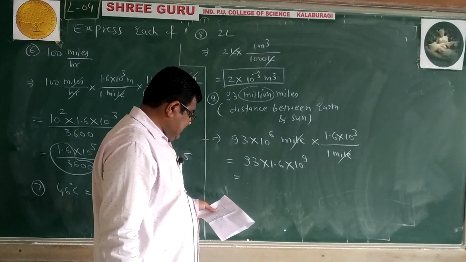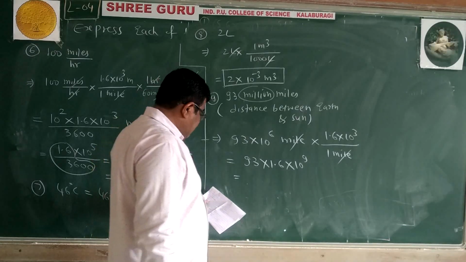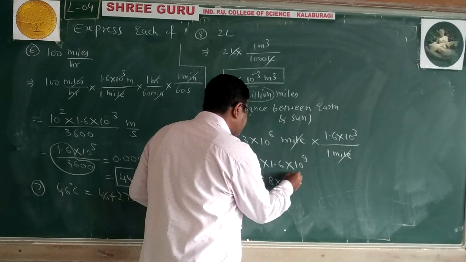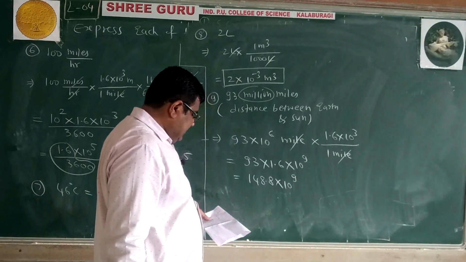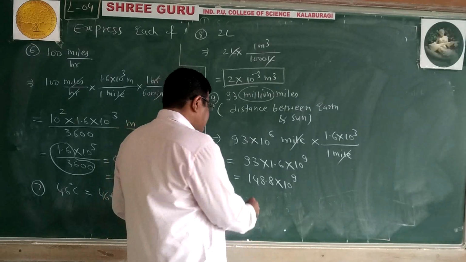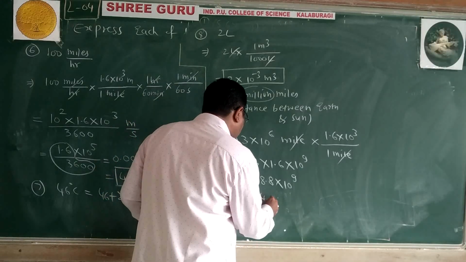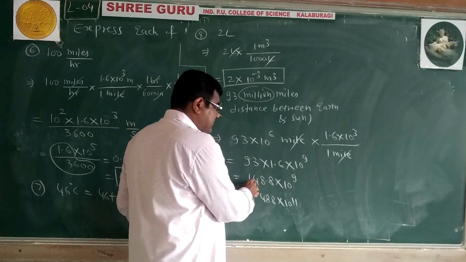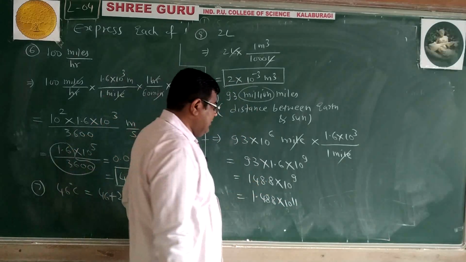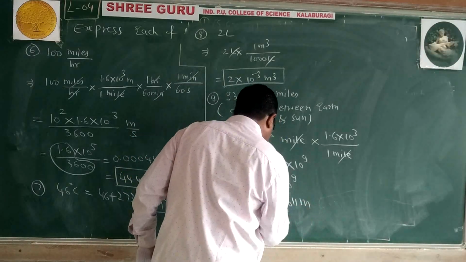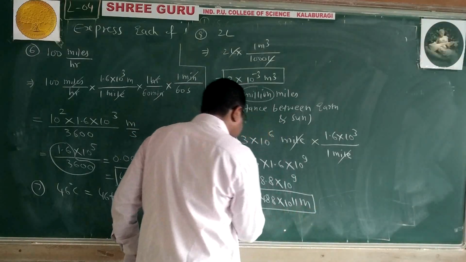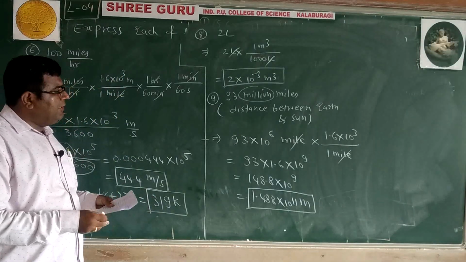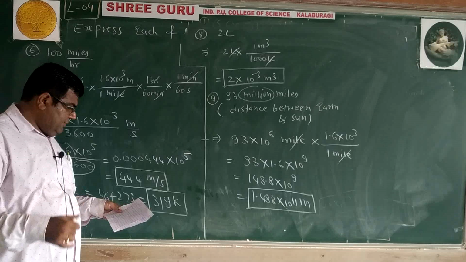93 into 1.6, I am getting 148.8 into 10 raised to plus 9. So I will write this as 1.488 into 10 raised to 11, because 2 places decimal point I have shifted towards the left. Now it is in meter. So this is the million miles converted into meter.